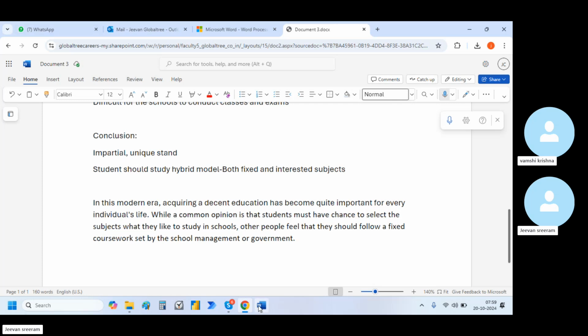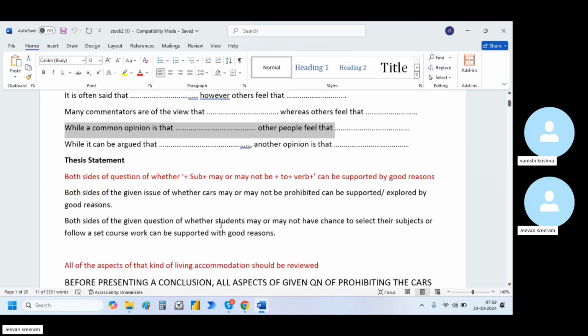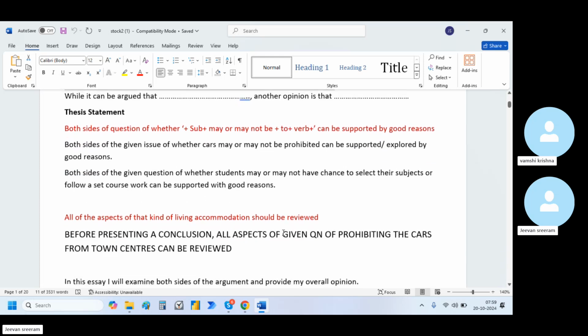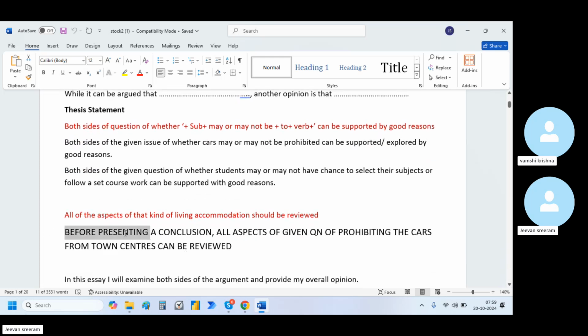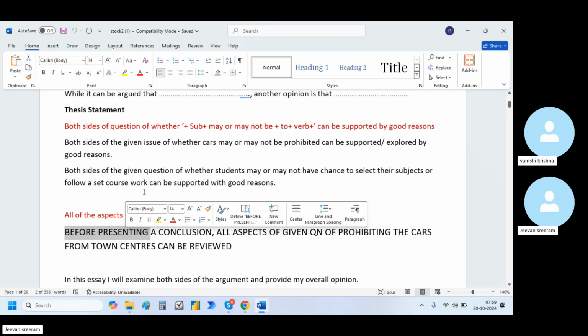The next one, we have to write a thesis statement like this: both sides of the given question of whether students may or may not have a chance to select their subjects or follow a set coursework can be supported with good reasons. Or else you may even go with this. This statement indicates to the examiner that you are going to discuss both sides in the subsequent body paragraphs. The thesis statement indicates to the examiner what you are going to describe in the body paragraphs.